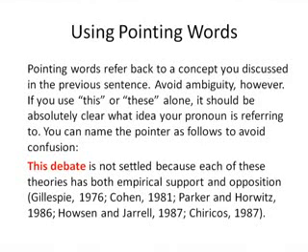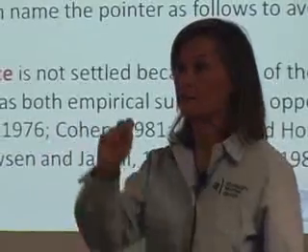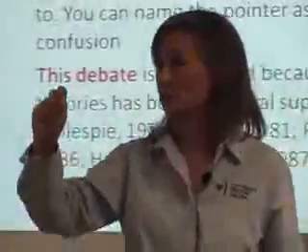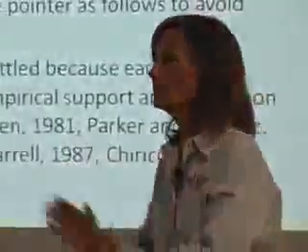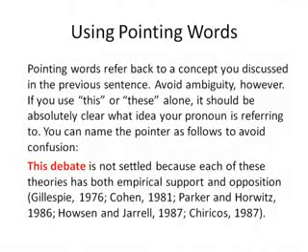So if you're talking about the debate between scholars on this topic, you could say, this led to such and such. But if it's not clear what this refers to, you could say, this debate, this argument, this methodological process. Whatever you're talking about in the previous sentence, use a pointer to carry your reader in that direction. Okay? This debate is not settled because each of these theories has both empirical support and opposition, and then the citations. All right?